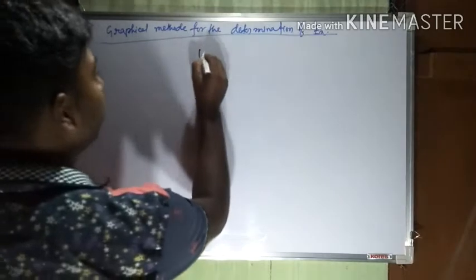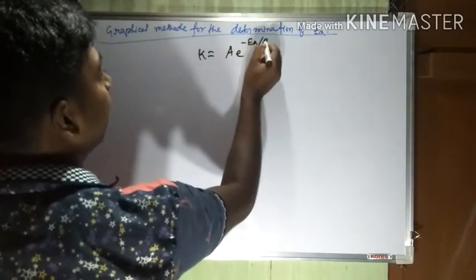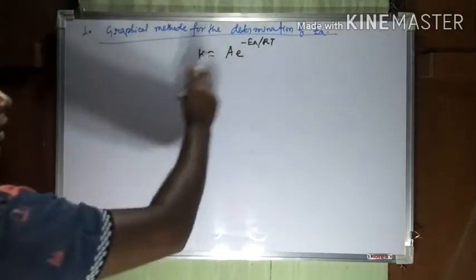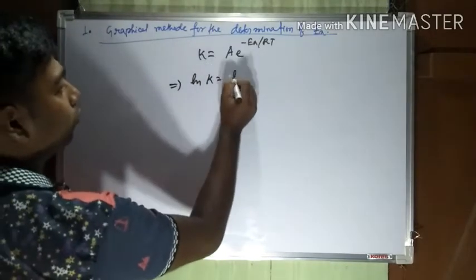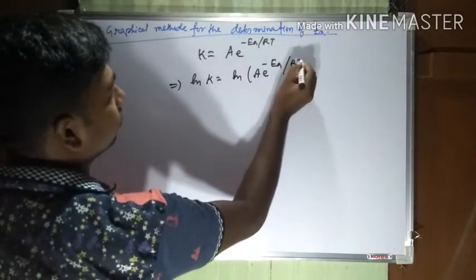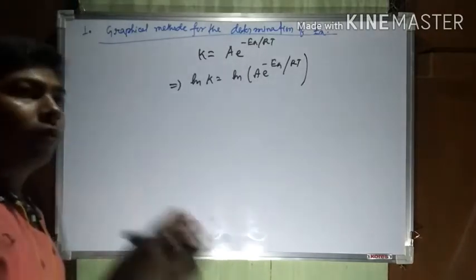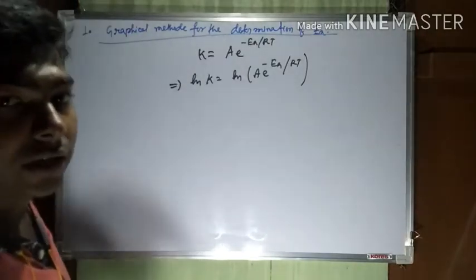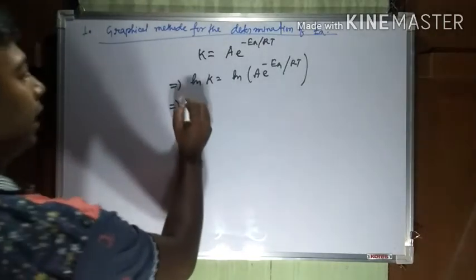As we know, K equal to A e to the power minus EA by RT. Isn't it? If we take ln on both sides, ln K equal to ln A, obviously, minus EA by RT. This ln means simply one form of log. But in chemistry, first of all, we have to take ln. We can't take log directly. ln K.